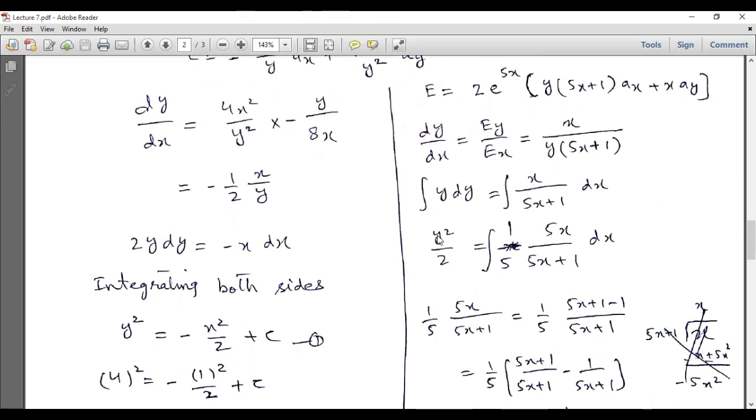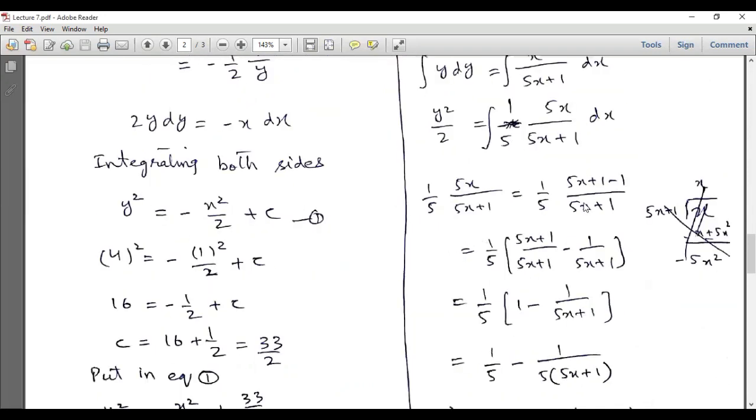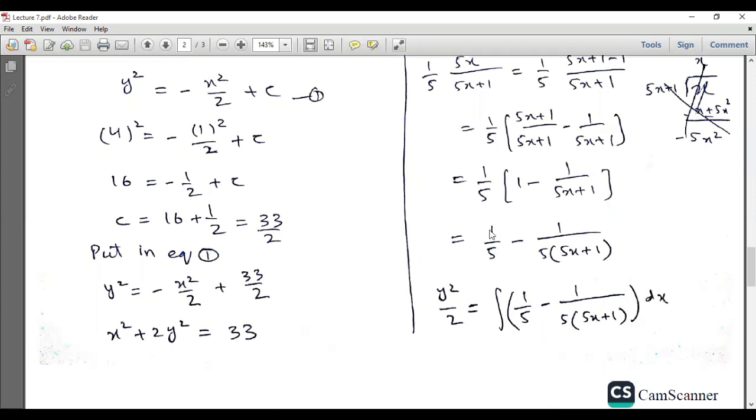The integration of this term is very simple, but for this integration we have to do some substitution. So first multiply and divide this by 5. So 1 over 5, 5x over 5x plus 1. And again, this term can be modified by adding and subtracting 1 from the numerator. So it will be equal to 1 over 5, 5x plus 1 minus 1 divided by 5x plus 1. So it will be equal to 1 over 5, 5x plus 1 divided by 5x plus 1 minus 1 over 5x plus 1. So it will be equal to 1 over 5 into 1 minus 1 over 5x plus 1. Or it can be written as 1 by 5 minus 1 by 5 into 5x plus 1.